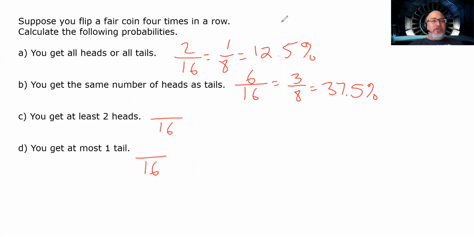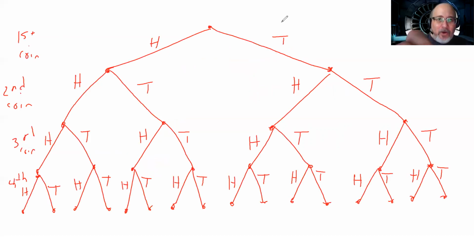All right, C, you get at least 2 heads. So at least 2 heads. That means I can get 2 heads, 3 heads, or 4 heads. Okay, let's go to the tree diagram and find all the ones that have 2, 3, or 4 heads. All right, here we go again.